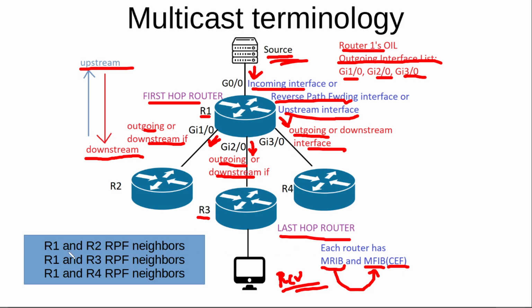In this example, router 1 and router 2 are reverse path forwarding neighbors. Router 1 and router 3 are also reverse path forwarding neighbors, and router 1 and router 4 are also reverse path forwarding neighbors.